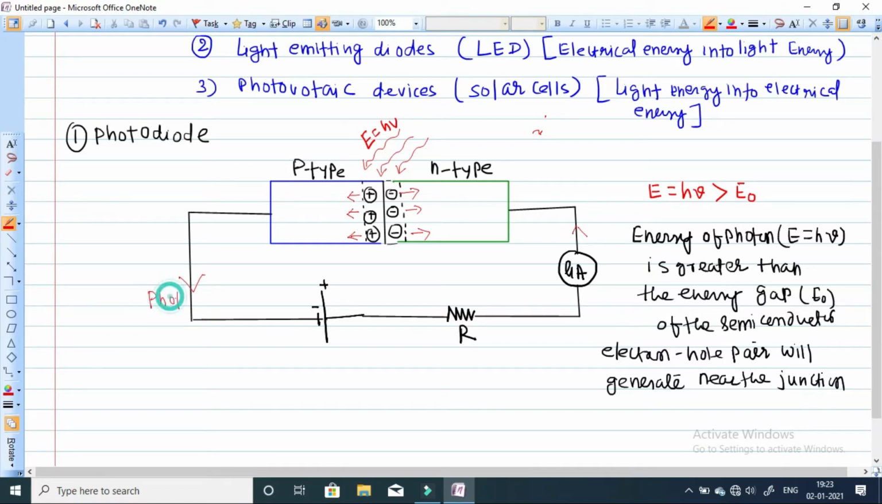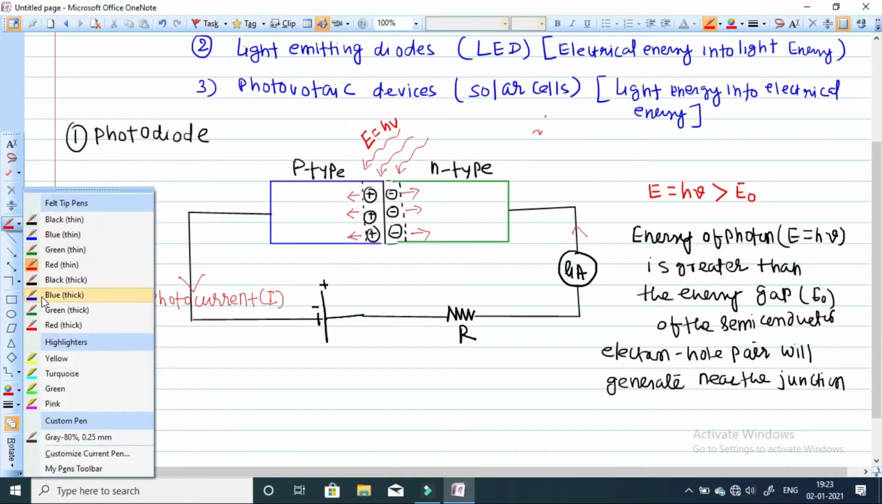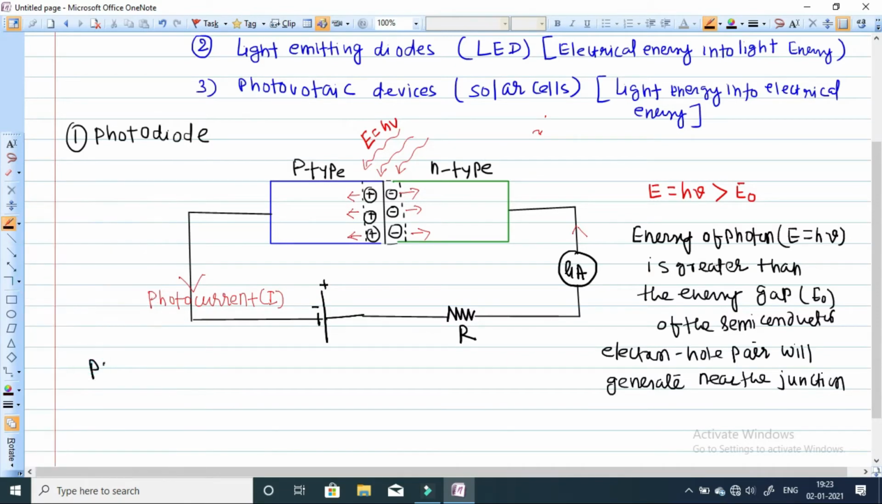This photocurrent I is directly proportional to the intensity of the light that is falling on the junction. Photocurrent I, let me use the small symbol, small i, is directly proportional to the intensity of light.